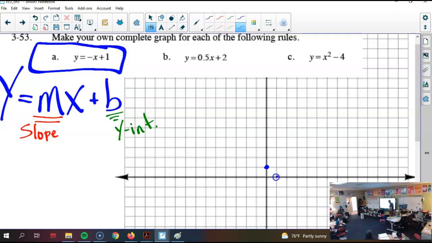So as we move, we go down 1 to the right 1. I believe we had this from yesterday. And then we can connect those with a line.